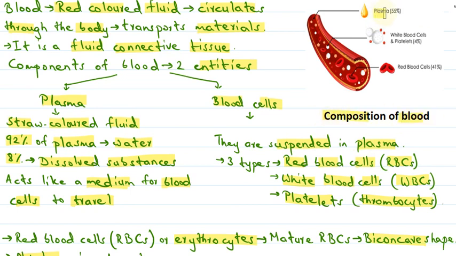Here there is plasma. So plasma constitutes around 55% of our blood. Then white blood cells and platelets together constitute around 4% of our blood. Then red blood cells, they constitute 41% in our blood, and as we said that red blood cells are the most abundant type of blood cells present in our blood because it is constituting around 41% in our blood.